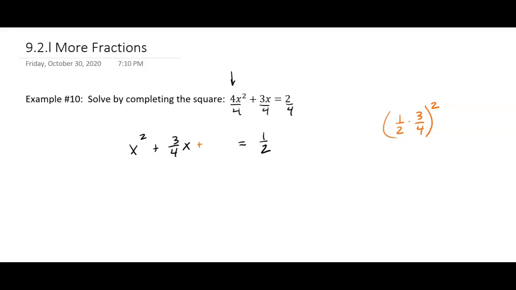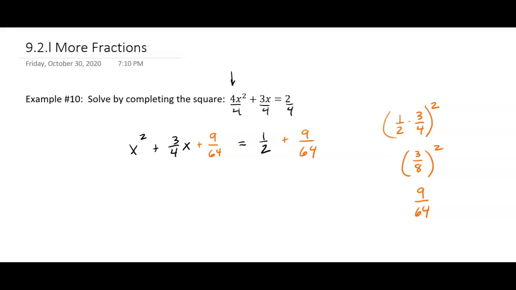Okay, so let's see, multiply straight across, that's how we deal with fractions. So you get 3 over 8, and we have to square it. So that's going to be 9 over 64. 3 squared is 9, 8 squared is 64. Okay, so we're going to add 9 over 64 to both sides.